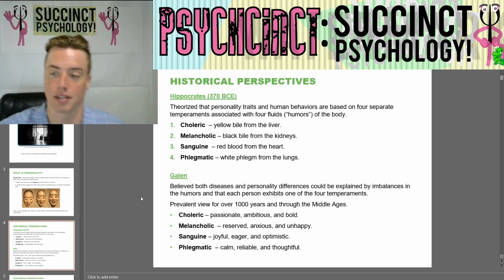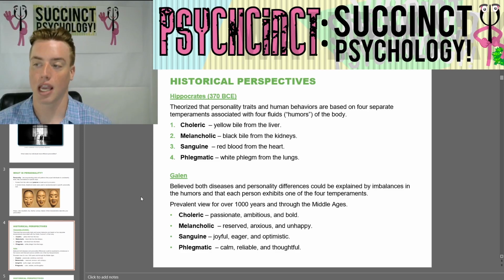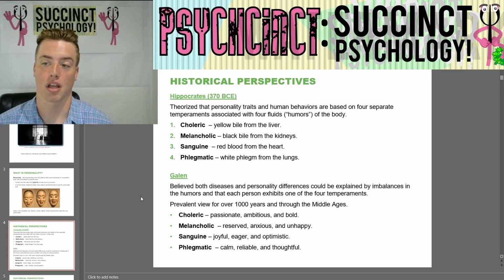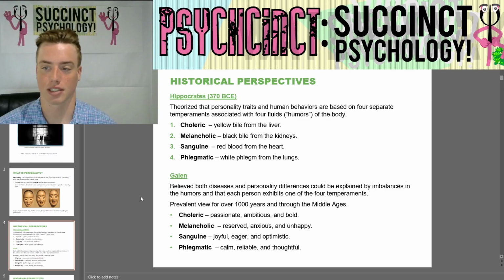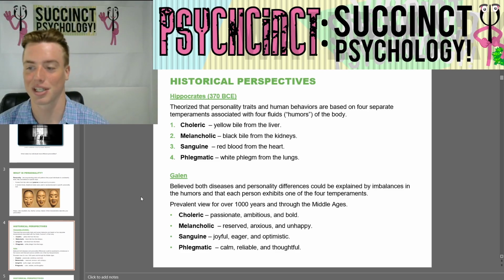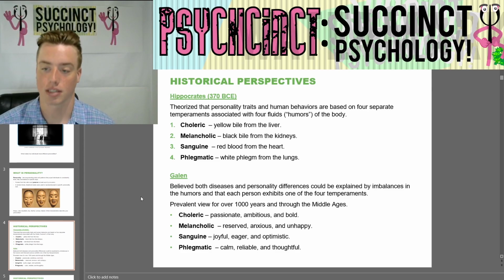Historical perspectives. Hippocrates in 370 BCE theorized that personality traits and human behaviors are based on 4 separate temperaments associated with 4 fluids or humors of the body. You had choleric, which is yellow bile from the liver. That's how you got your personality. Kind of gross. Melancholic was black bile from the kidneys. Sanguine is red blood from the heart, and phlegmatic is white phlegm from the lungs.